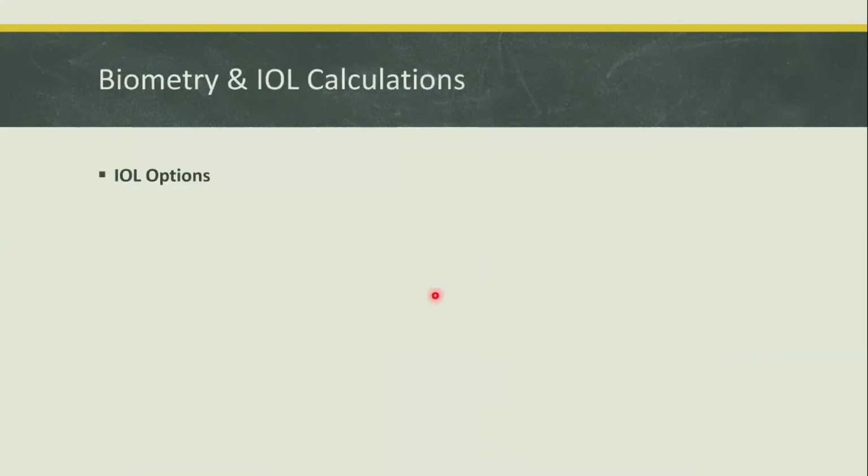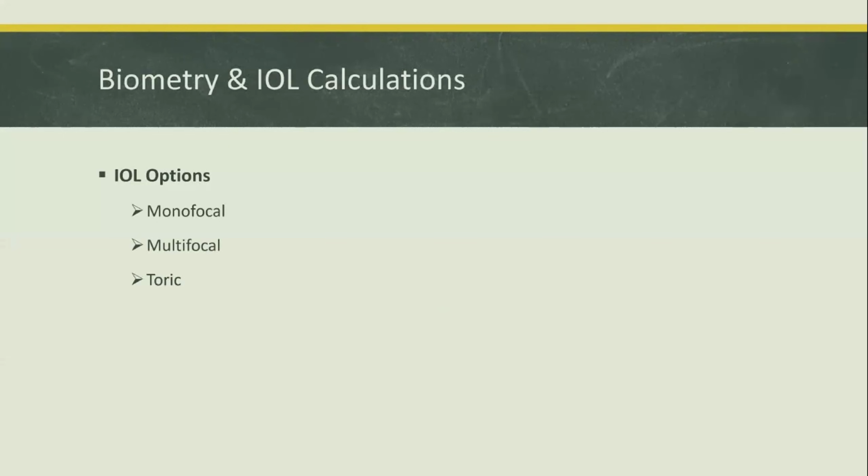So in the IOL options, now we have done the biometric calculation. So now we have an option to explain to the patient what type of IOL is suitable for the patient. So we have monofocal IOL, multifocal, toric IOL. Monofocal IOL provides a clear vision at one distance, usually only at distance, so the patients may still need spectacles for the near task.